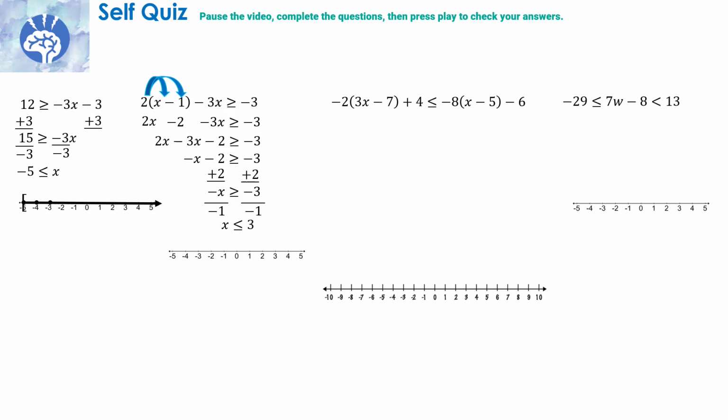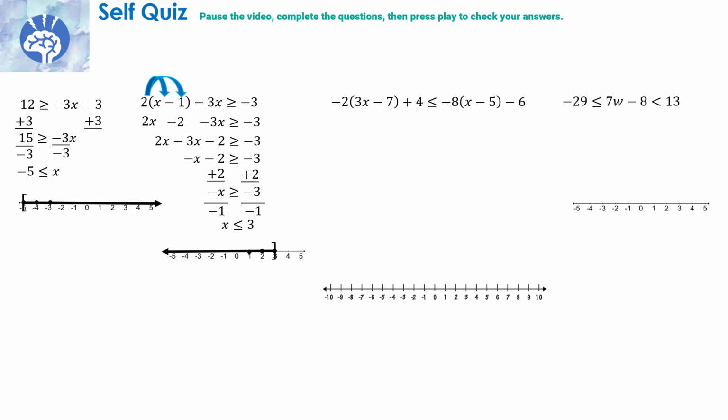To graph it, we're going to put a dot at 3. Our inequality says x is less than or equal to 3. I need to think of numbers smaller than 3, like 2, 1, and so on. So I know that my solution set is going to go to negative infinity. But what's happening at 3? At 3, we have less than or equal to, which means we have a bracket.